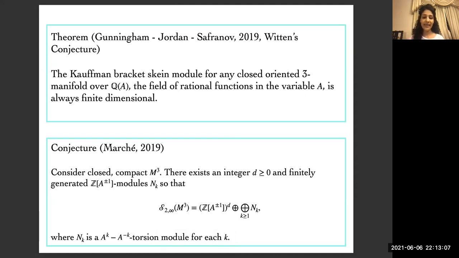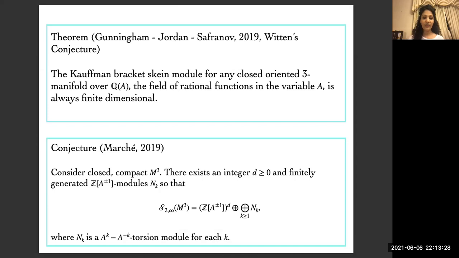So the point I'm trying to make is that much more is known about the structure of the KBSM of 3-manifolds over the field of rational functions than is known over the ring of Laurent polynomials. So to understand the structure of the KBSMs over the ring of Laurent polynomials is the next step.